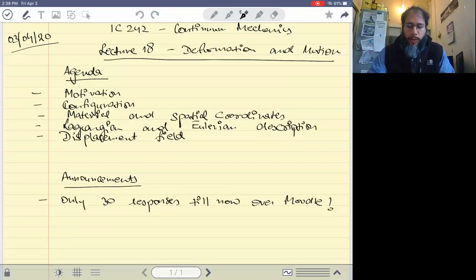Once we learn about stresses, which are equivalent to forces in classical mechanics, and deformation and motion, which is equivalent to kinematics, then we can link the two using laws of motion. So we can understand, if we apply a certain amount of stress, what sort of deformation that stress causes. That will be the topic of discussion after this chapter.